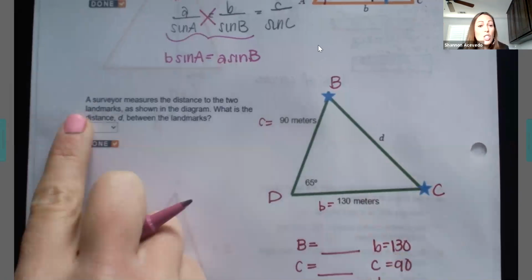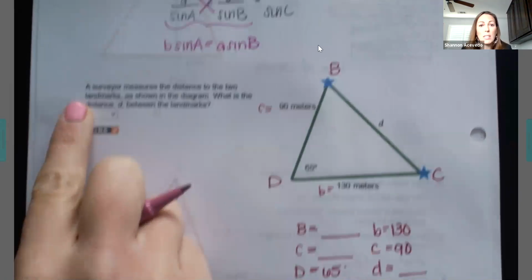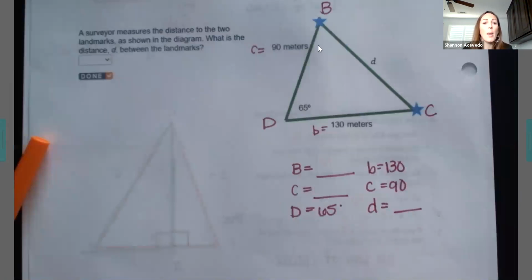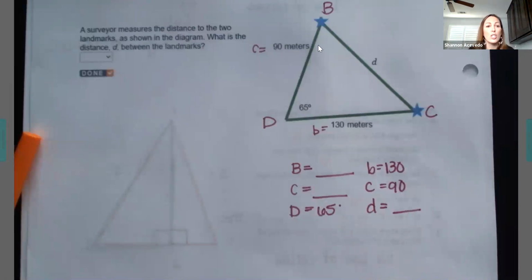So it says a surveyor, oh, sorry, you guys can't see it all. A surveyor measures the distance to two landmarks. My chat's in the way, hold on. It's not letting me move it. Okay. So measures the distance to two landmarks as shown in the diagram.